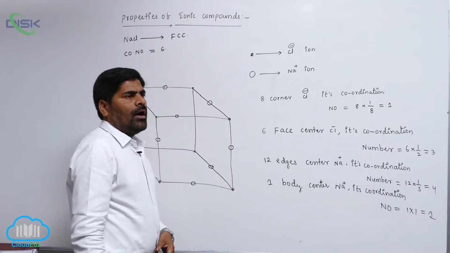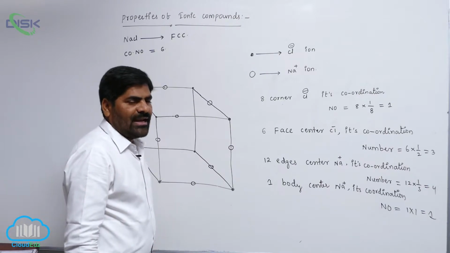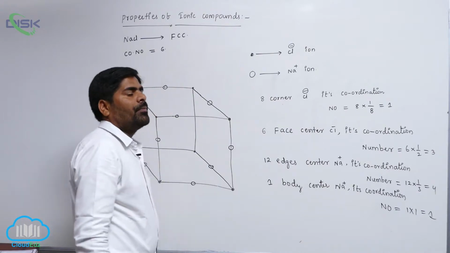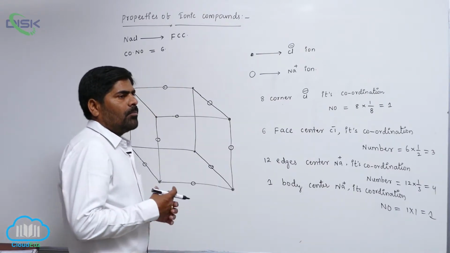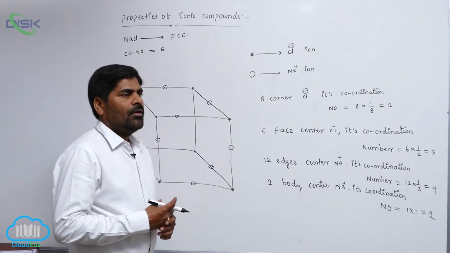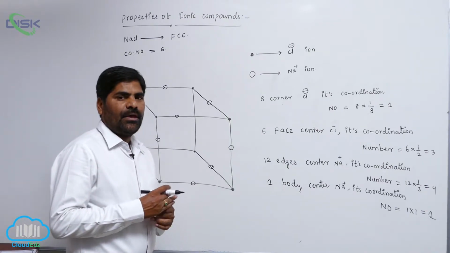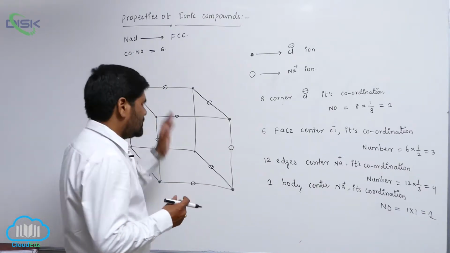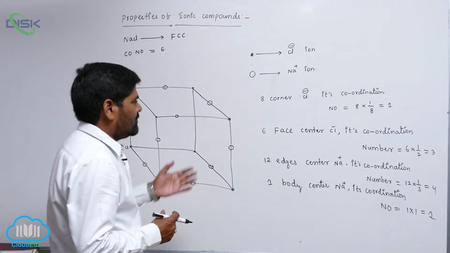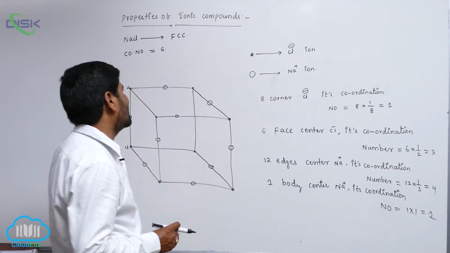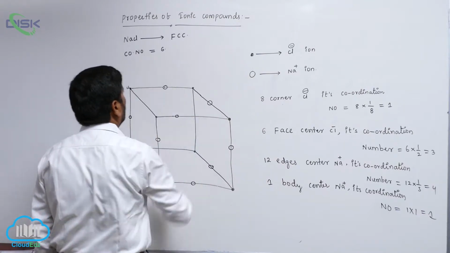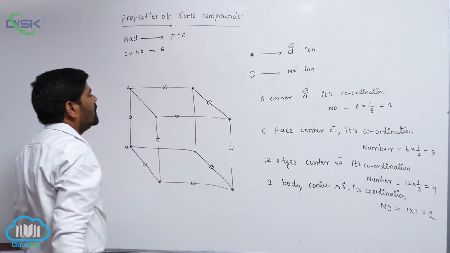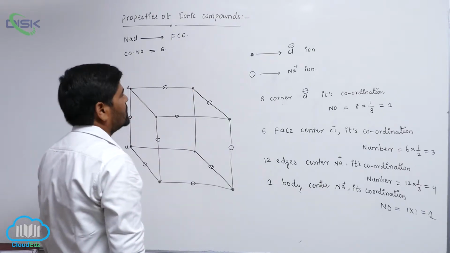Generally, ionic compounds are excellent crystals. That is the reason why they have structures like BCC, body centered cubic, FCC, face centered cubic, HCP, hexagonal close packed, and CCP. Such types of structures are there for crystals or metallic crystals. For example, sodium chloride. Sodium chloride is which type of structure? FCC structure. Its coordination number is 6.